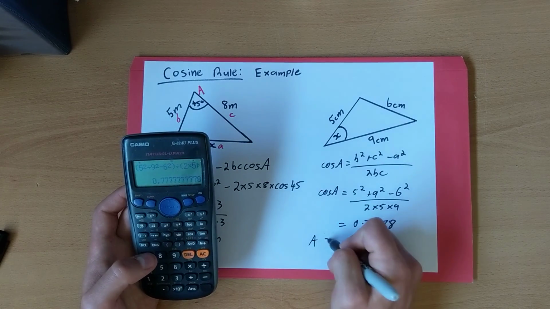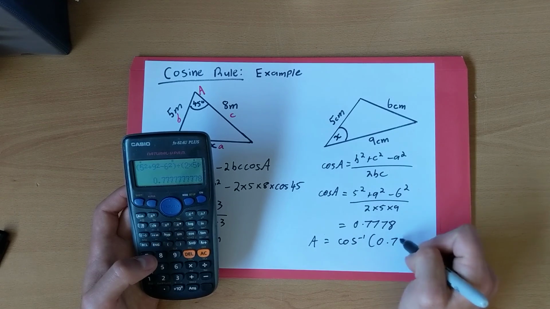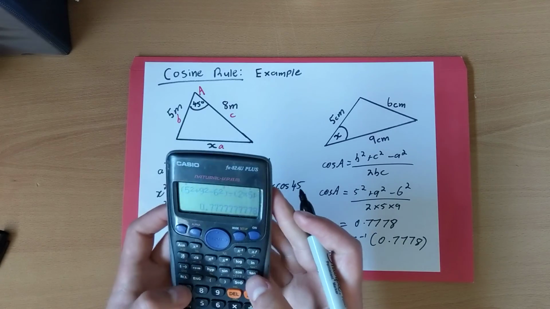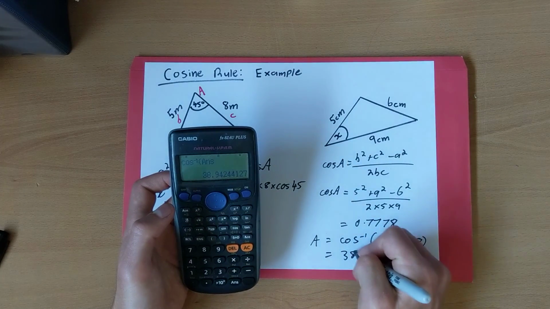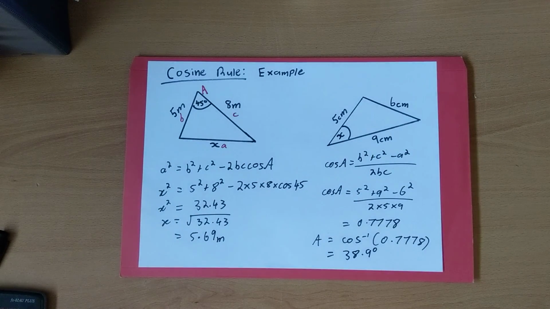So then a must equal the inverse cos of that, which gives me 38.9 degrees. And again, think back to your triangle. Does that make sense? Yes, it does.